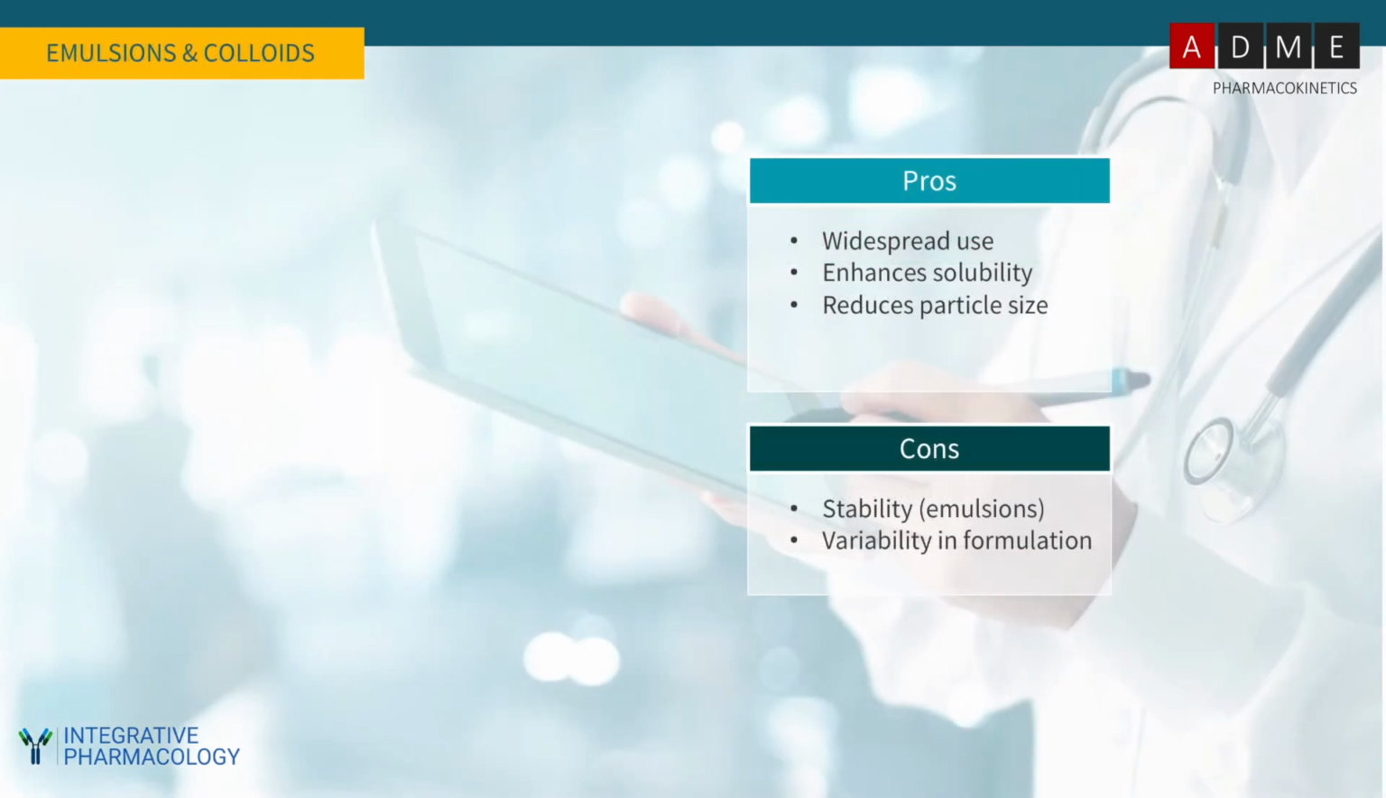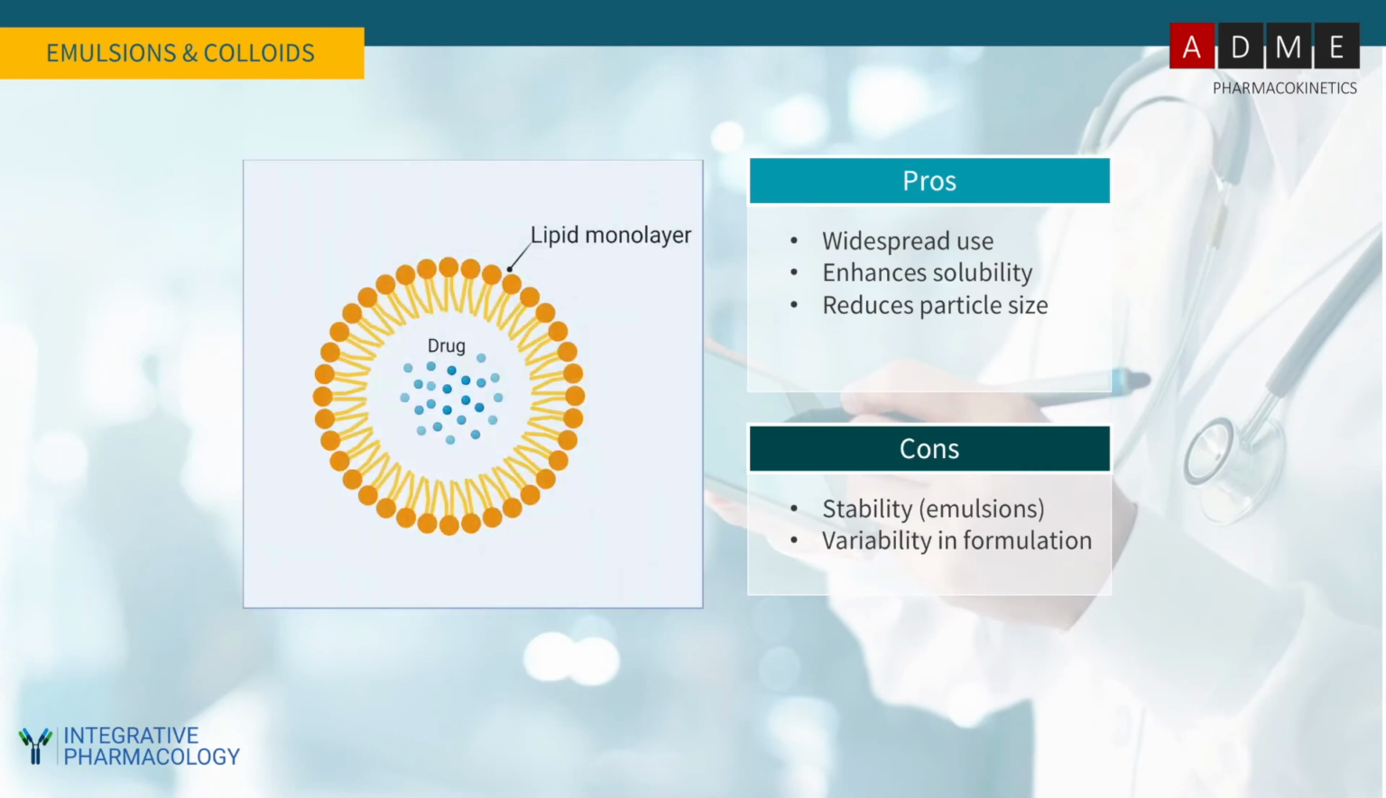I wanted to briefly mention the pros and cons of these systems. The pros would be widespread use, enhanced solubility, reduced particle size, so we're satisfying those two criteria that were our primary goals for these enhanced delivery systems. And then the cons would be stability issues with emulsions. You always want to check the expiration date. They tend to have a shorter shelf life. You can definitely expect variations in efficacy depending on the company that you're sourcing your product from.